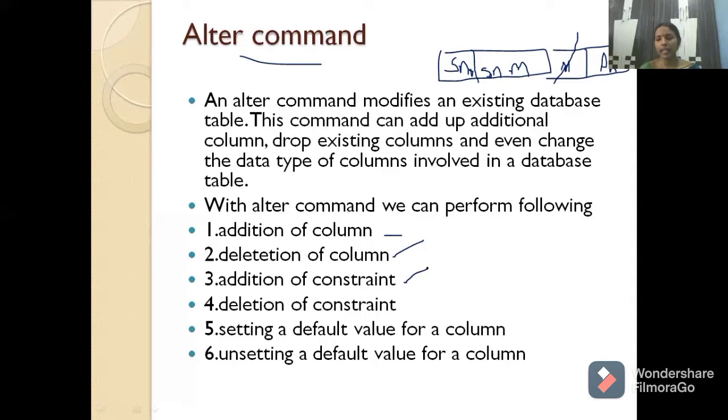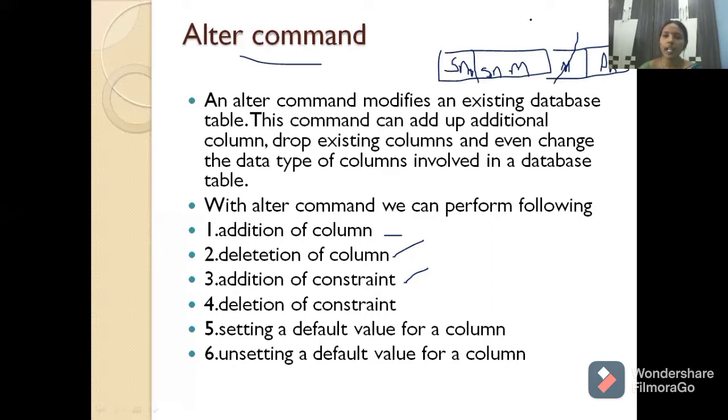Next, addition of constraint. Constraint is nothing but a condition. For example, I want to show the details of the students whose marks are more than 50. That is a condition. If you want to apply any condition to the table, we can do that with the help of addition of constraint. Primary key is one condition, foreign key is also a condition, null is also a condition, default is also a condition. We'll learn more about constraints in the next sessions.